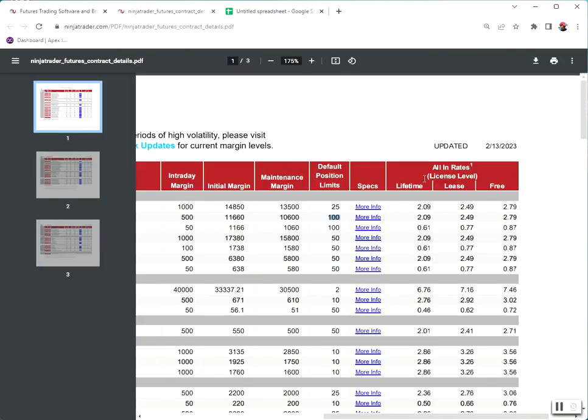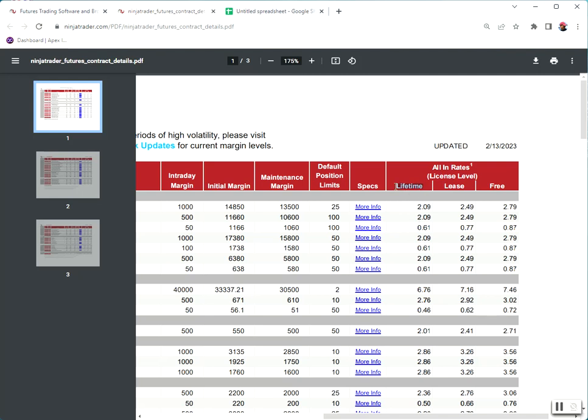Now, let's go back here. All-in rates license level means that if you have a lifetime license for NinjaTrader, which I mentioned, then you pay a one-time fee for NinjaTrader. I think it's $1,200, a one-time fee.